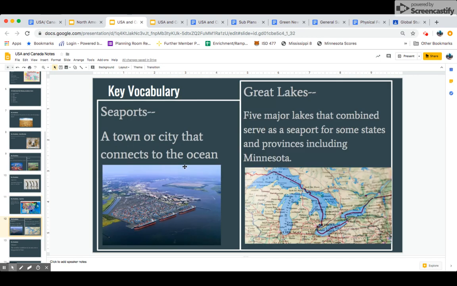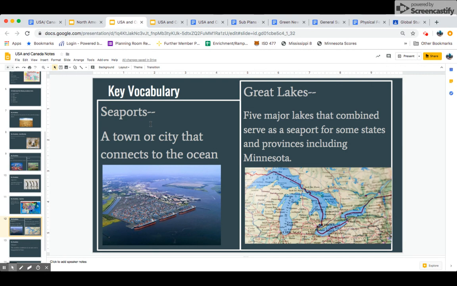Moving on with our vocabulary words. Next one is seaport. A seaport is a town or city that connects to the ocean. Any major city that is on an ocean would be considered a seaport. And if you look at the maps that you did the other day, most of the highly populated cities in the United States are on a seaport. A lot of the same can be said for Canada.